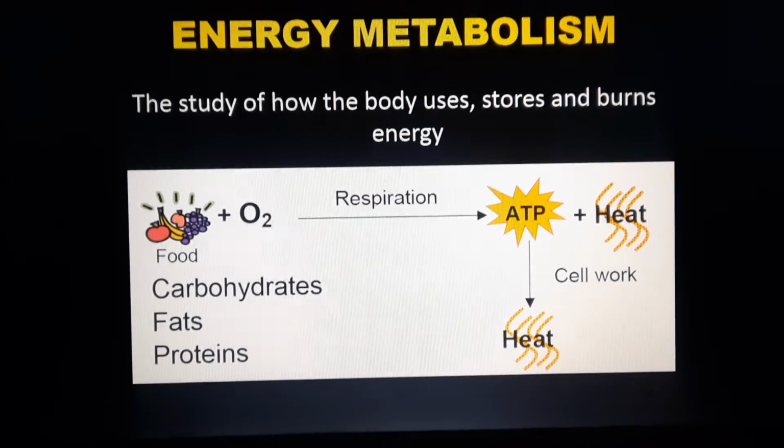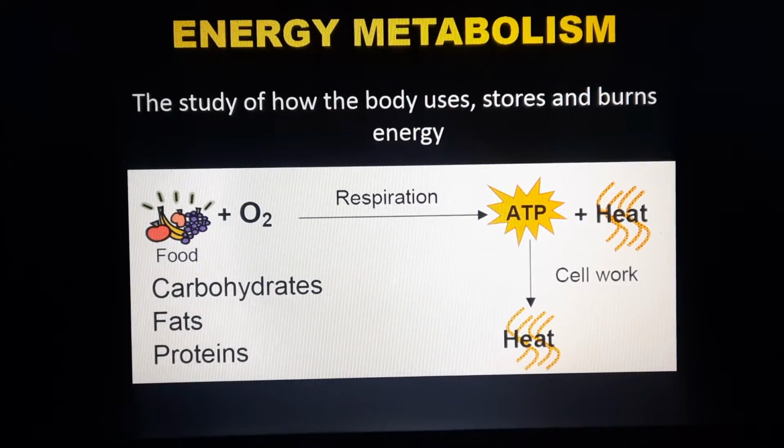The food which we take in diet is composed of carbohydrates, proteins, and fat. Definitely, we know that carbohydrates are the more readily available form of energy, while fats are the most abundant stored form of energy.